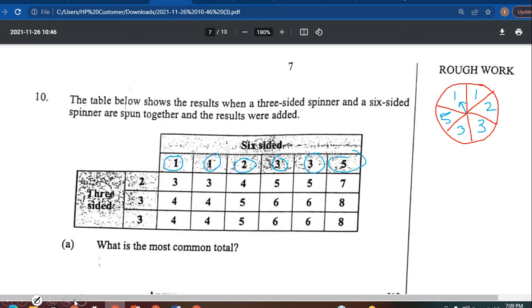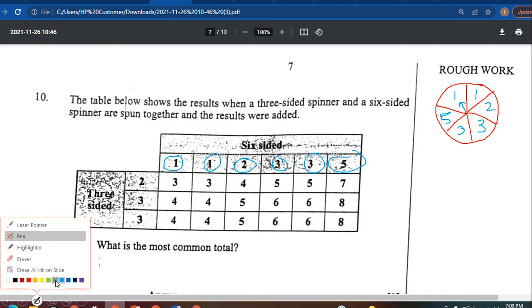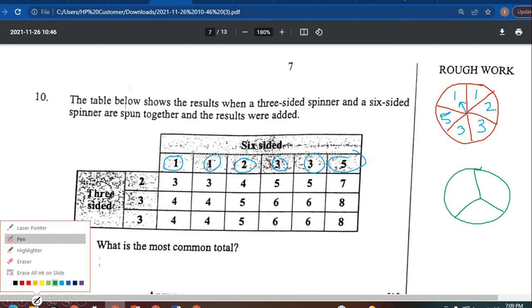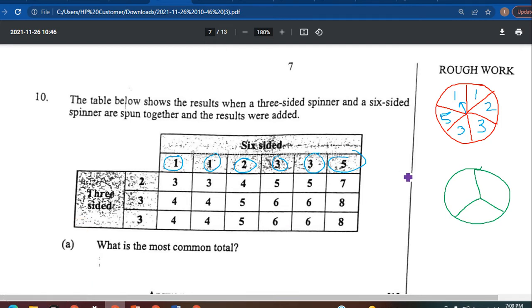And then you have another spinner, the green spinner. We'll color it green. It only has 3 sides, so 3 sides. It's going to be 2, 3, and 3. Okay, are we clear on that?